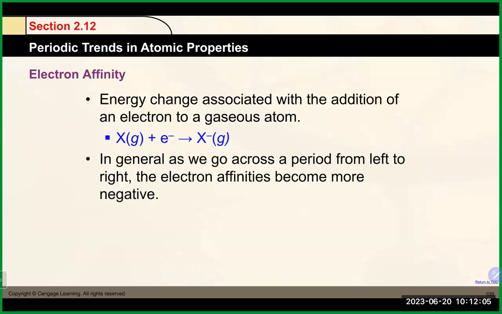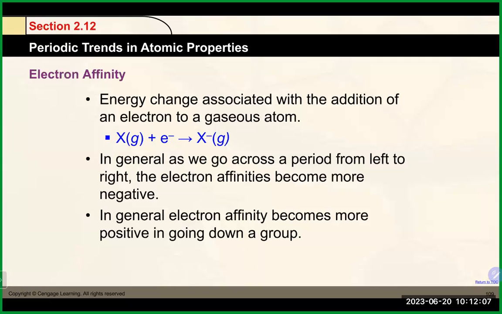Now, another trend is what is known as electron affinity. Electron affinity is different than electronegativity. Electron affinity is the energy that's associated with the addition of an electron. It really is the energy change that occurs when somebody gains an electron. And when we talk about electron affinity and gaining electrons, it's really thought of as what happens when we make anions, which are negatively charged.